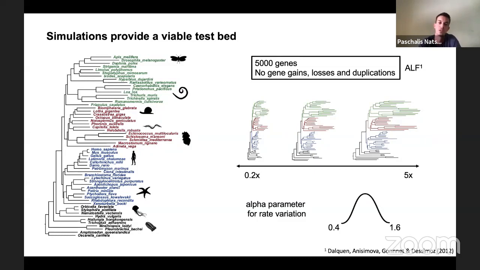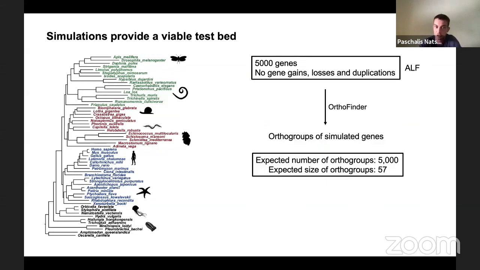And for the alpha parameter, in each simulation, we used a random value from a distribution that was designed based on the empirical data I mentioned before. And since we were only interested in the effect of the rate heterogeneity in orthology prediction, we simulated without any gene gains, losses, or duplications to make our results more interpretable. After we had the simulated sets of ortholog genes, we inferred orthology relationships among these sets. For that, we used OrthoFinder with the default settings.